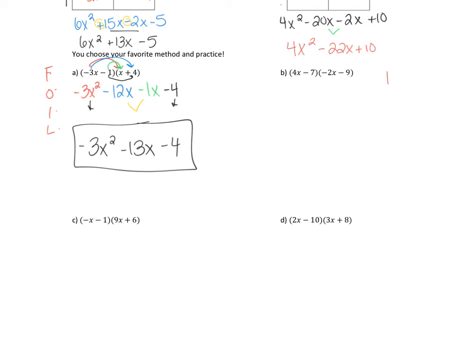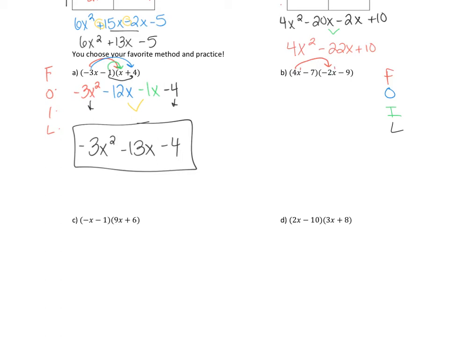Going to do the same thing on this side. I'll write it in the colors that I'm going to use, if you guys like it better. So foiling, I'm using my first 2 terms. So 4x times negative 2x. Super important, remember, you need to add your exponents here. So 4x, we could put a little 1 if you'd like, and a little 1 if you'd like.